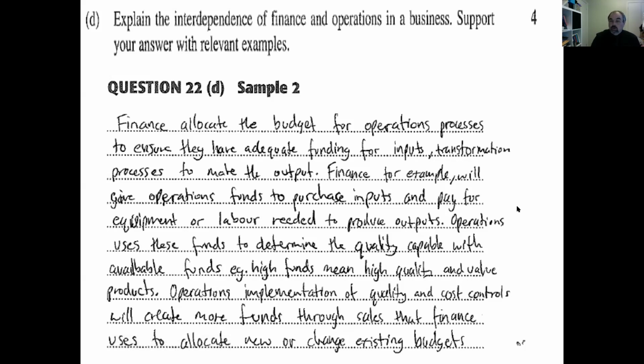Now, the reason why I like this answer is, one, it's specific. So we've got specific parts of operations and marketing, operations and finance in terms of the budget and the processes. But I like how it comes back. So not only have we said that finance gives money to operations to make the product. If operations make a quality product and use these cost controls, they will generate more funds for the business. So that's money coming back to finance to use in other areas of the business. Very good answer.